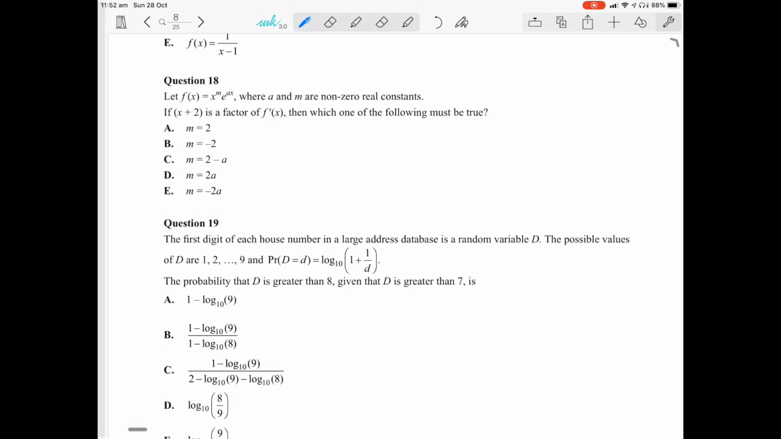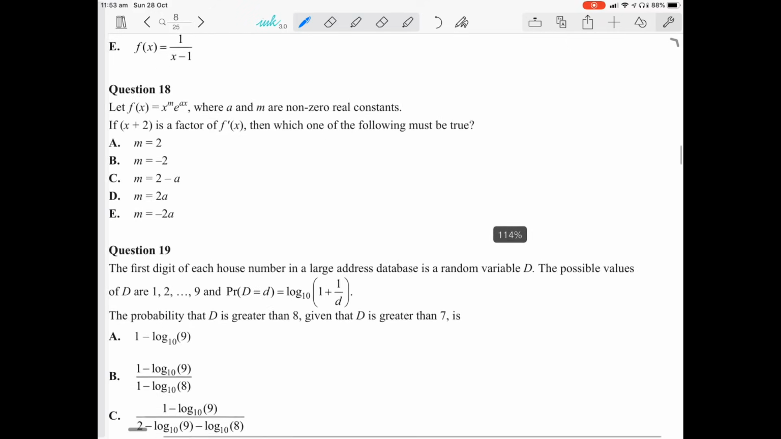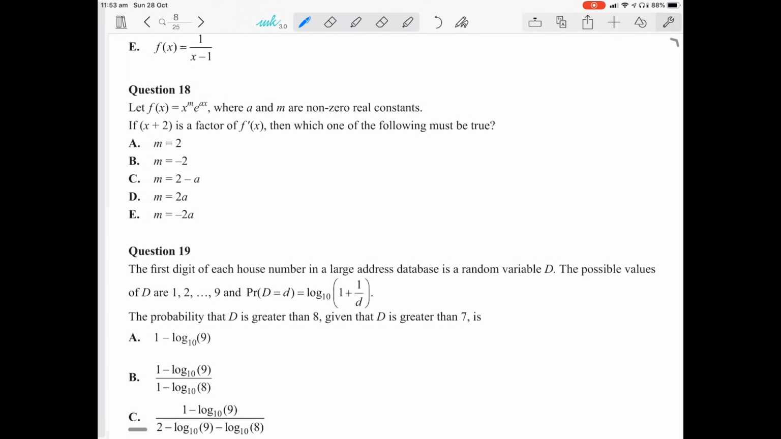Okay, let f of x equal x to the m e to the ax. a and m are not 0. If x plus 2 is a factor of f dash x, then which of the following must be true? Let's find f dash x first. So differentiate x to the m. We get m x to the m minus 1, times e to the ax, product rule, plus the derivative of e to the ax, which is a e to the ax, times x to the m. Okay, what can we take out as a common factor? We can take out e to the ax, and I can take out x to the m minus 1.